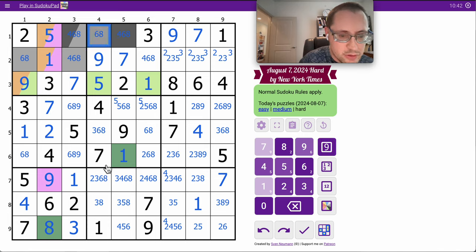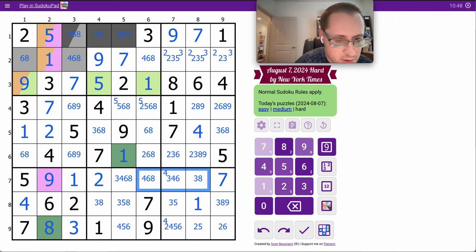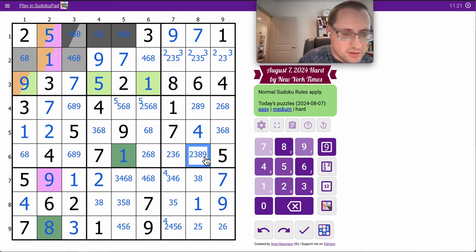Okay, next deduction, 368 triple in column 4 places a 2. Now, these two nines force that one to be a nine. Doesn't help a whole lot. But I have seven nines. And I've got an X-wing on nines in columns 3 and 8 within rows 4 and 6.